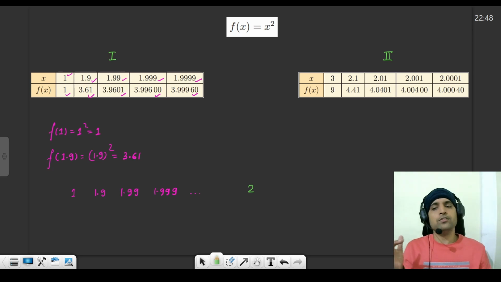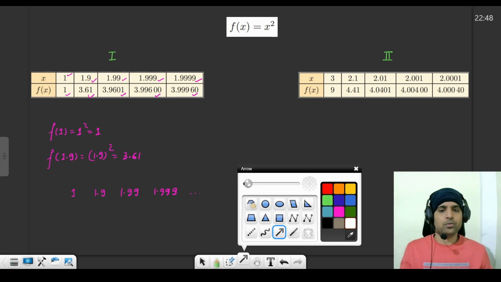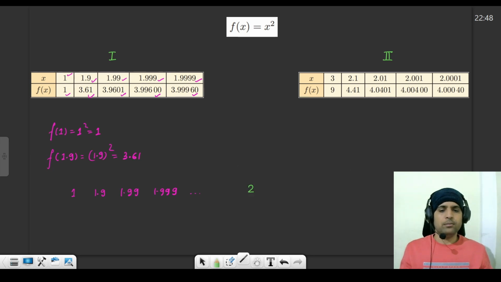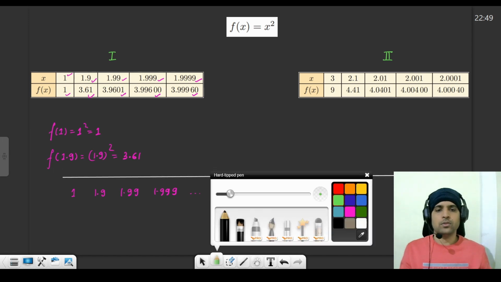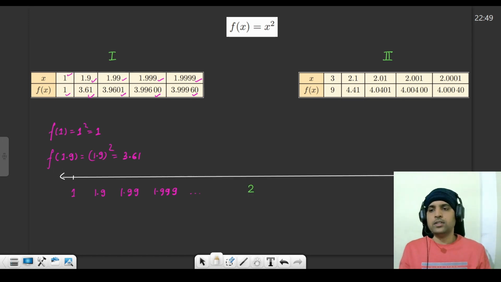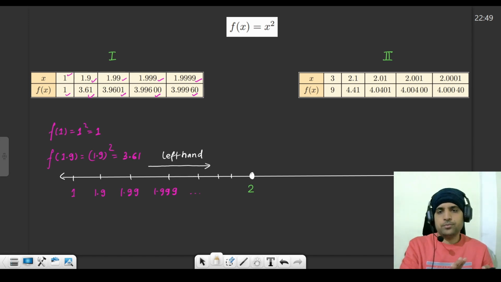So I am going from the left side on the number line. If you see the number line, let me draw it for you. If you look at the number line, this is the number line. So what is happening on the number line here is basically I'm trying to go to 2. I'm moving from the left hand side, and trying to reach 2 for the value of x, right?